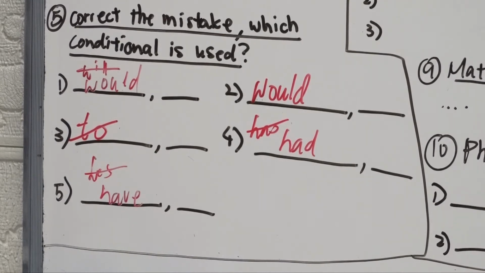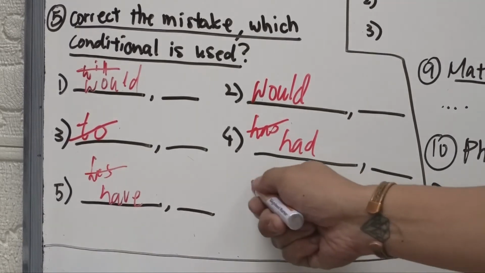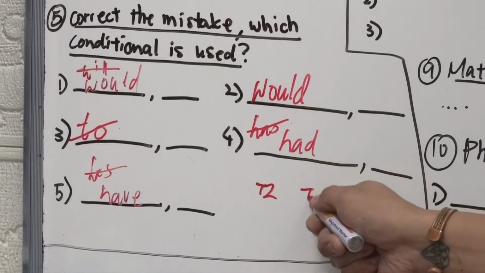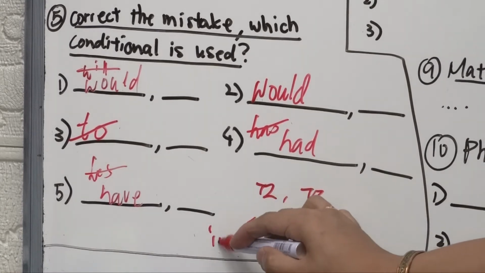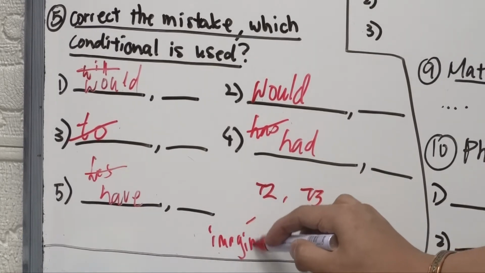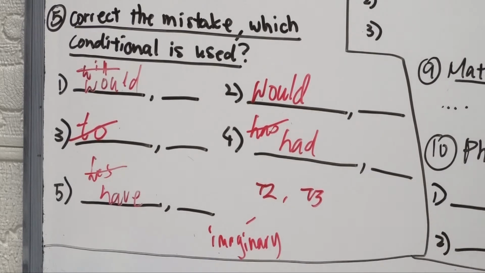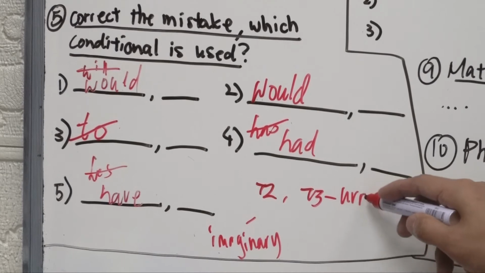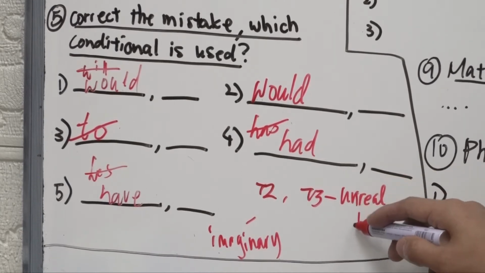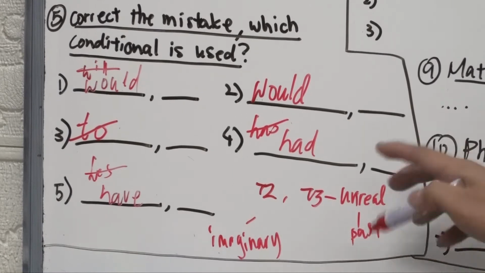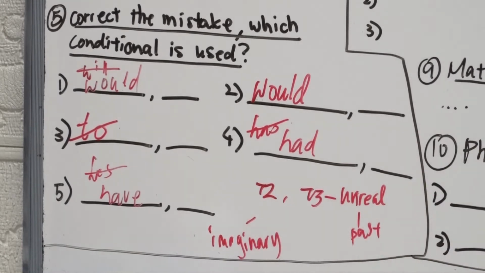All right, so now we have to analyze what type of conditions. Remember, we have type 2 and type 3. Type 2 talks about an imaginary situation, right? Imaginary in the present and future. Type 3 is unreal, not real situation in the past, right? Different from what happened before.